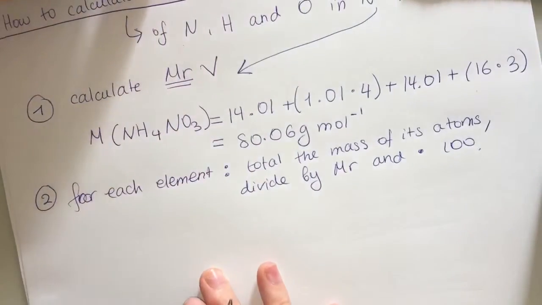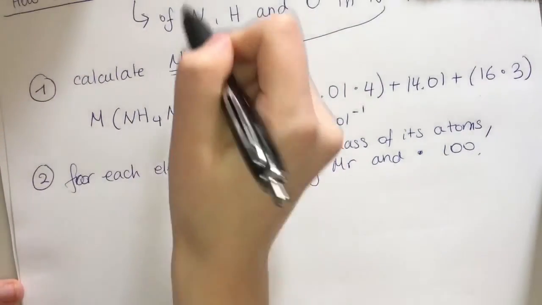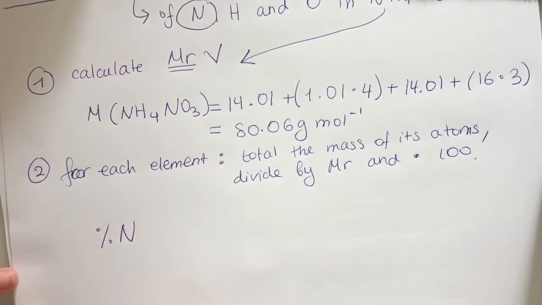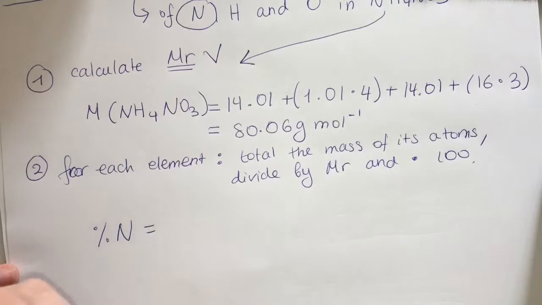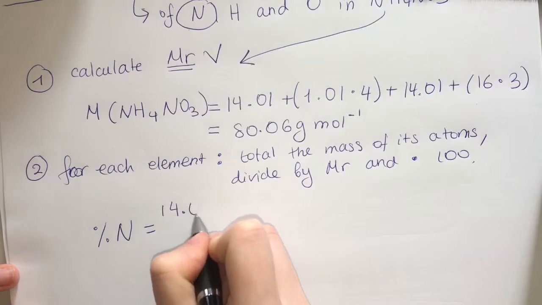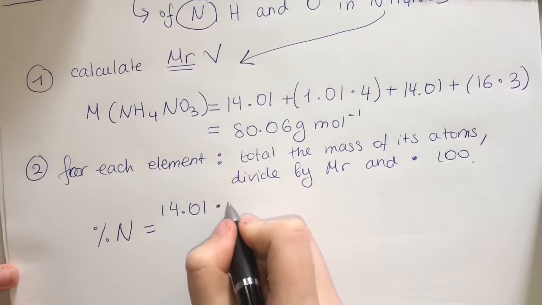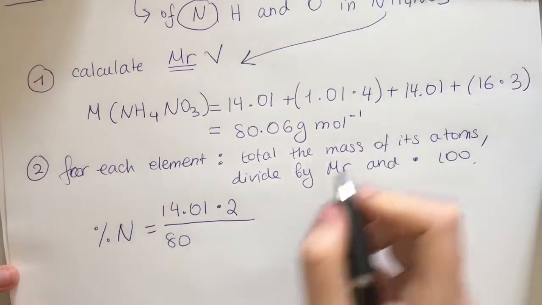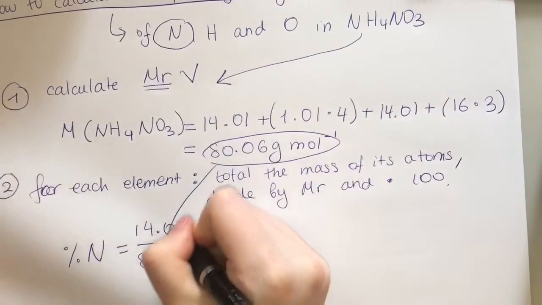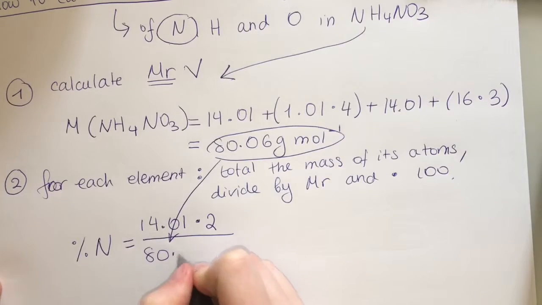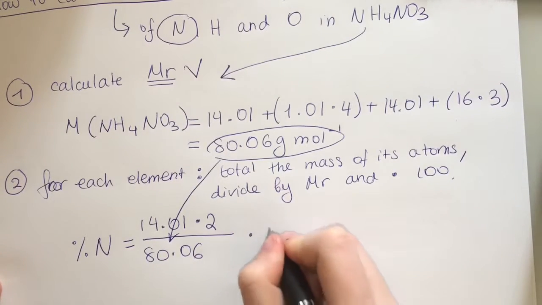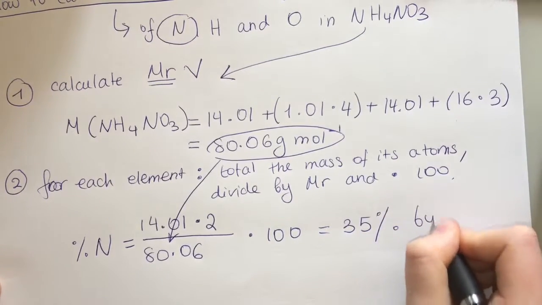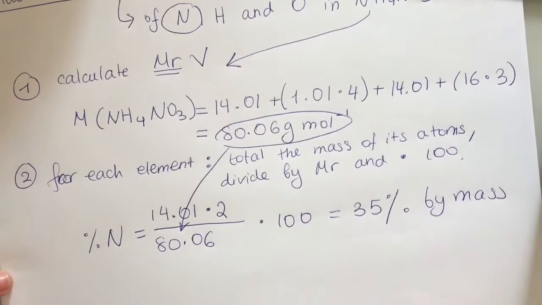So okay, let's see what we would do for each element. Let's first start with N, okay? So the percentage biomass of N is you take its mass, which you can find in your periodic table, which is 14.01 times 2, and you divide it by the molar mass you found, times 100. You get 35% biomass. So then you would need to do the same with all of them.